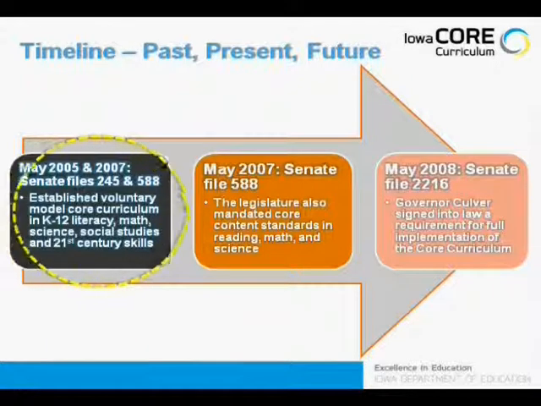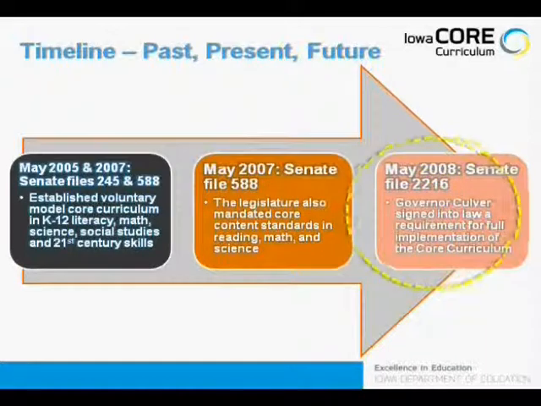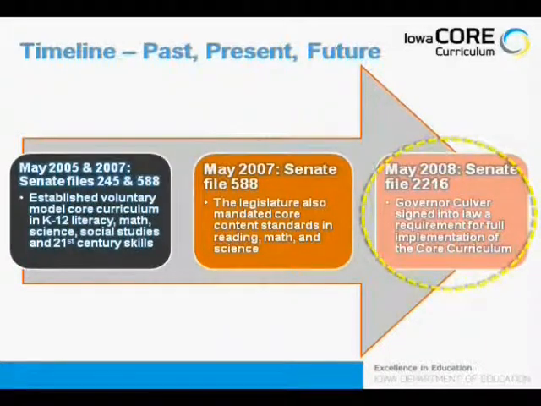In May of 2007, the Senate mandated state core content standards. These are different than the Iowa Core Curriculum. In May of 2008, the governor signed the law requiring all districts to implement the Iowa Core Curriculum, of which the content standards are part. Then, in July of 2010, Iowa adopted the National Common Core Standards. So as you can see, our work before us is mandated by the state.